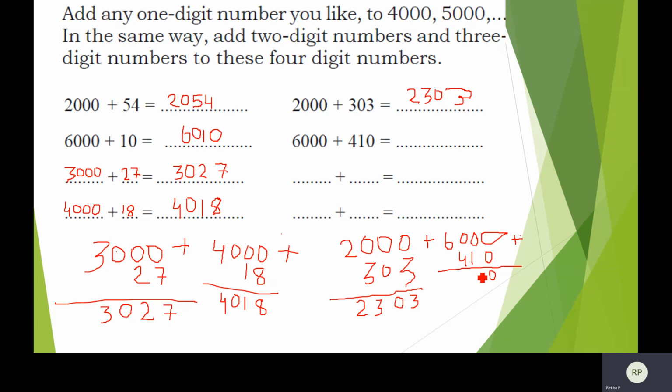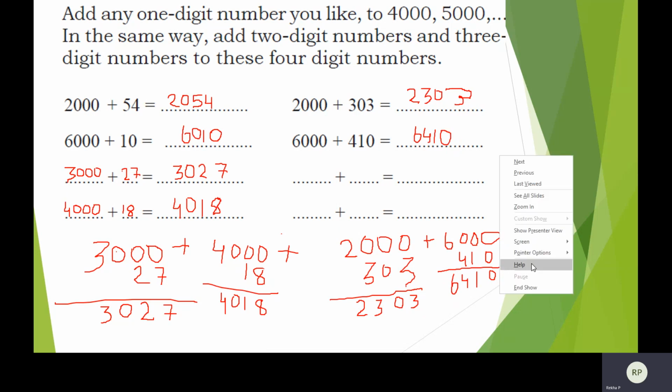So 0 plus 0, it's 0. 0 plus 1, it's 1. And this 0 plus 4, it's 4. And then 6, nothing is there. So you can bring down this 6 directly. 6. Okay, so the answer is 6,410. Okay, so now we have to do two more.